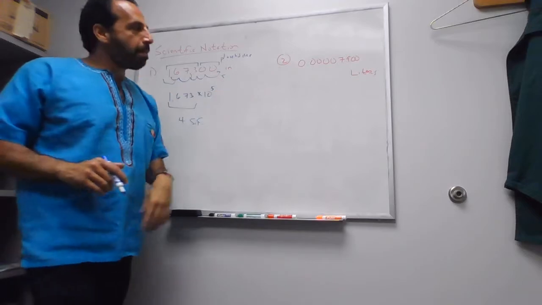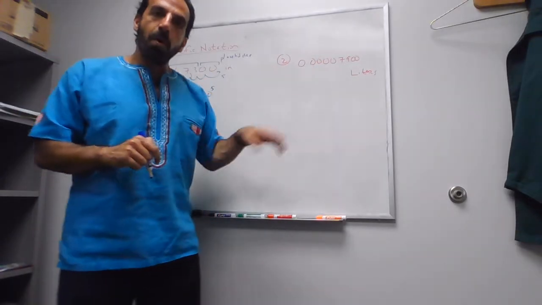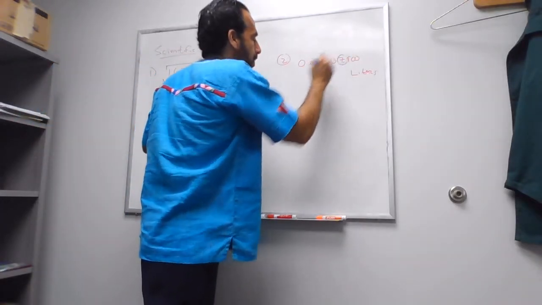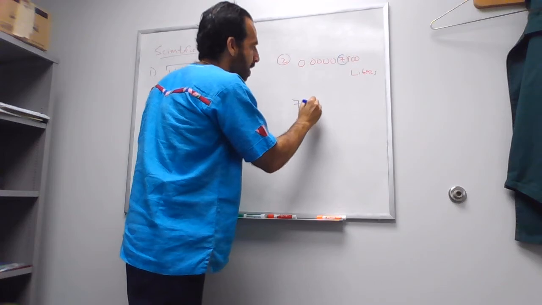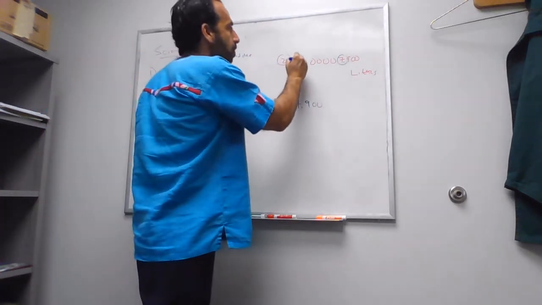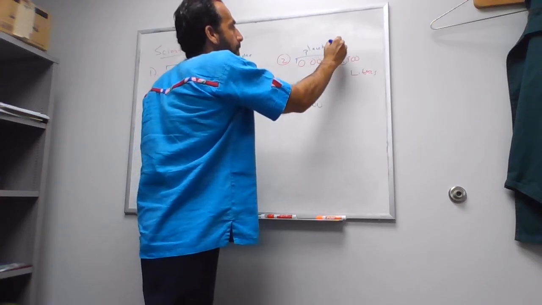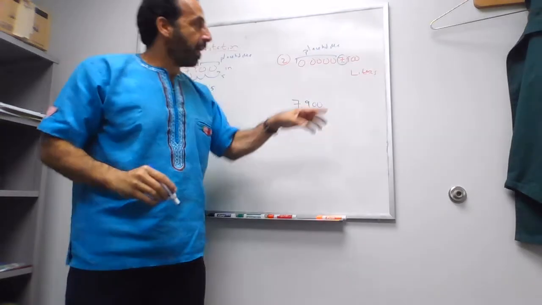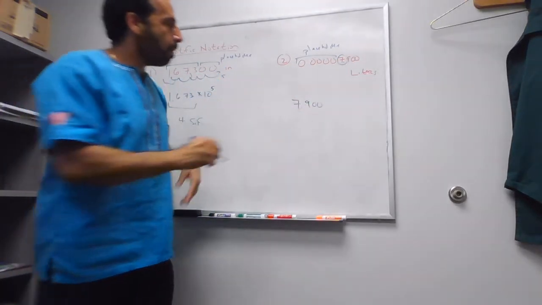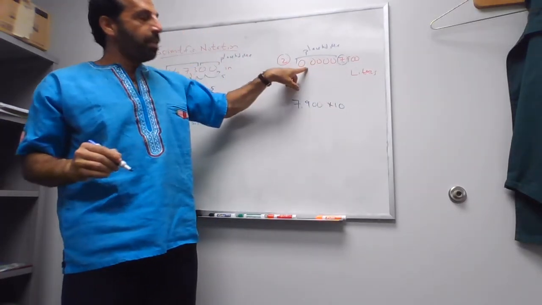This one right here is just the opposite. It's a measurement less than 1. So again, we put a decimal after the first non-zero digit, which is right here, so I'm going to put 7.900. For a measurement less than 1, the initial zeros are placeholders. All the other zeros are significant, so these last two zeros at the end are significant. So 7.900.